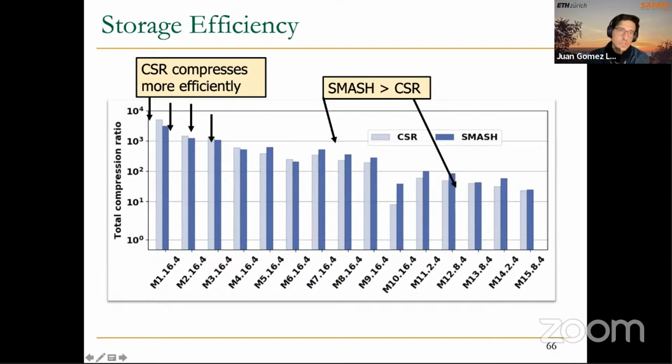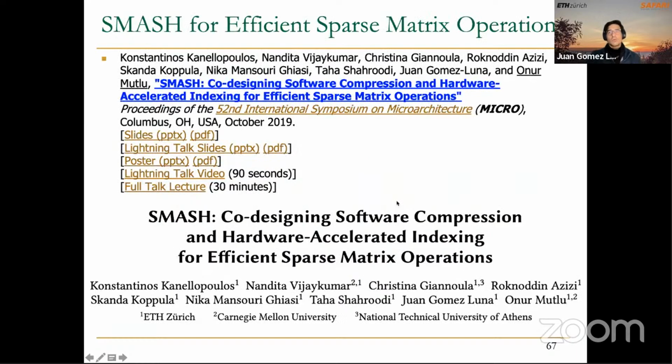And by the way, notice that the y-axis here is in a logarithmic scale. So even though you may see that the gap here is not that long, in reality it is. It's significantly more efficient in terms of storage and compression. So anyway, if you want to learn more about this proposal, I would recommend you to check the paper. You can access everything from here.